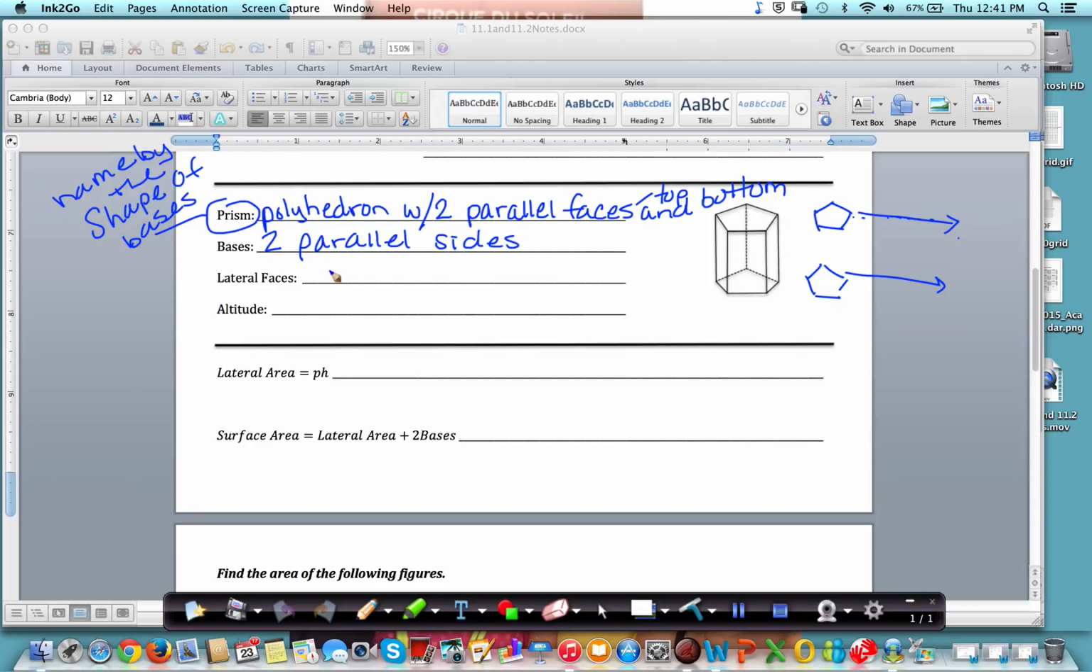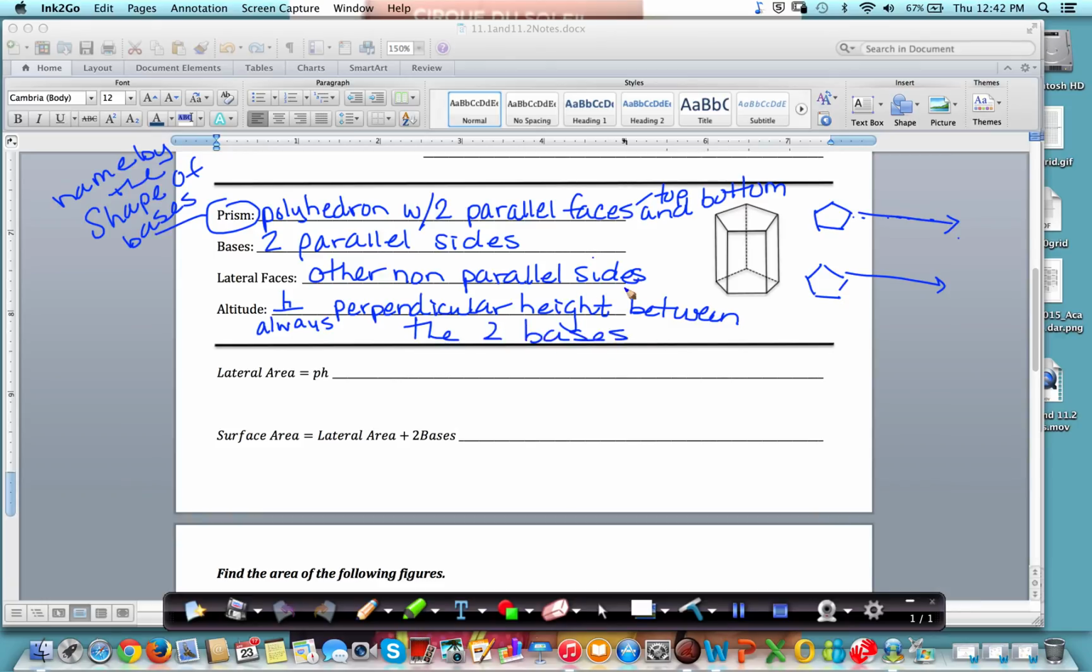The lateral faces are the other non-parallel sides. And the altitude, remember, is always the perpendicular distance between the bases. So it has to form a right angle always. It is the perpendicular height between the two bases.